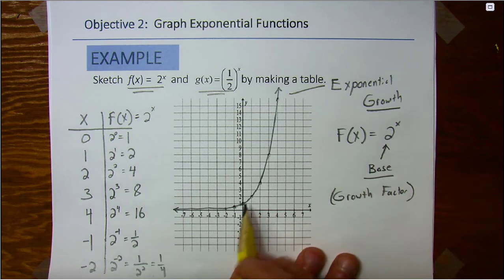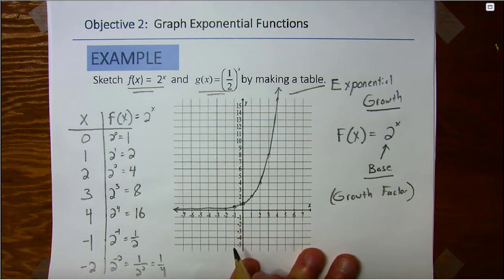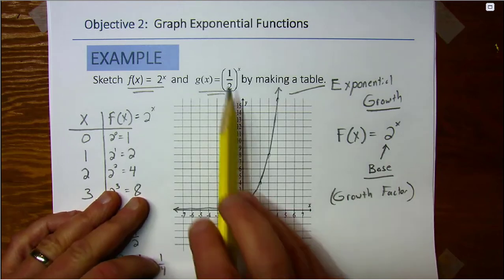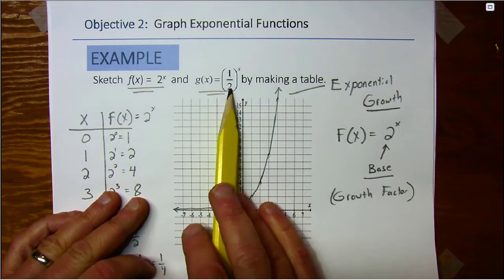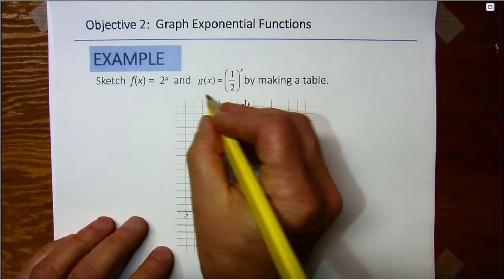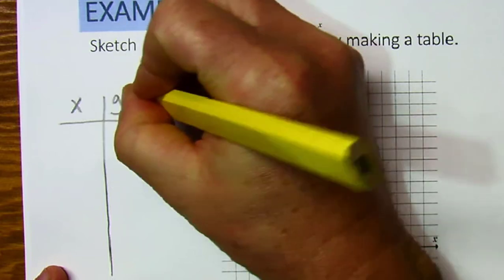And as you can see, every time we move to the right, 1, 2, 4, 8, this went up by a factor of 2. Now let's graph this other function, g of x equals 1/2 to the x. Let's have a growth factor of 1/2, or a base of 1/2, and see what that looks like. Okay, exact same idea. Let's make a table of values.